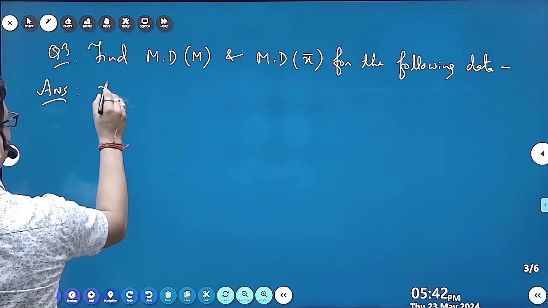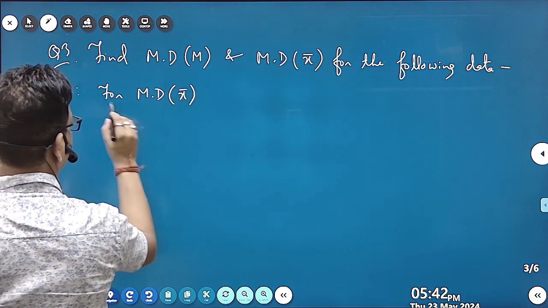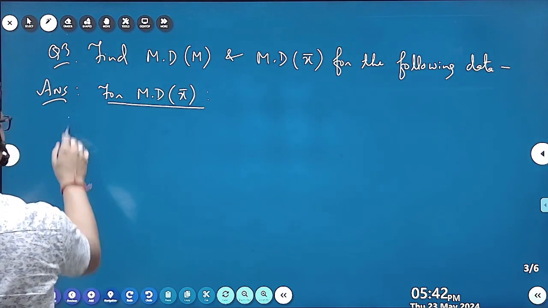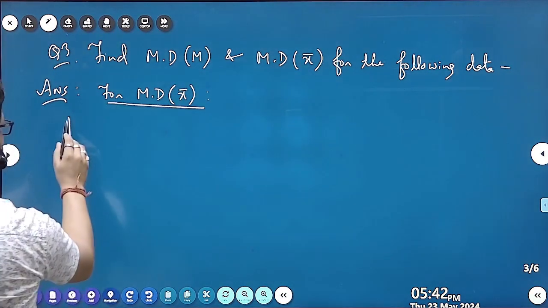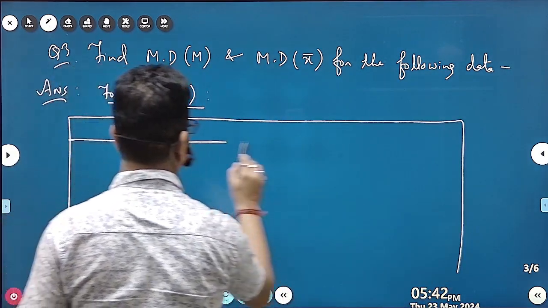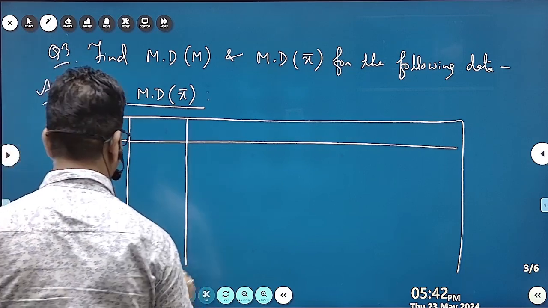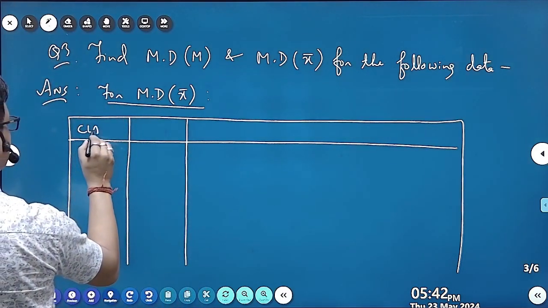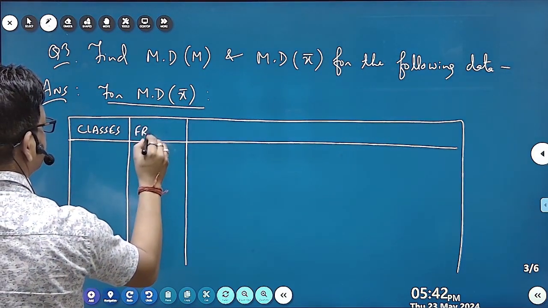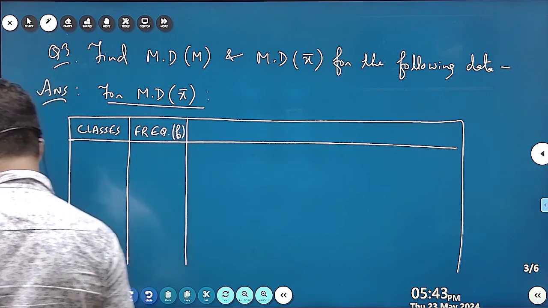Look at this. For MD about this one, what I'm going to do is, I'll just brief the table. Okay, and the calculation part you will do at home. Getting it? I'll just brief the table, how it is to be done. Supposing these are classes, these are frequencies. Okay, it's similar to standard deviation. There we did square, here we'll take modulus. That is the only simple difference, classes and frequencies. Okay, so frequencies will be fi, as you already know.